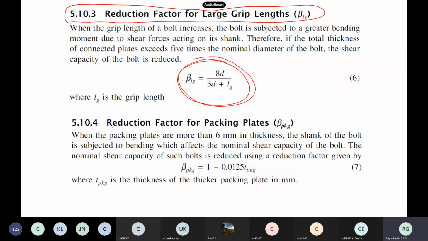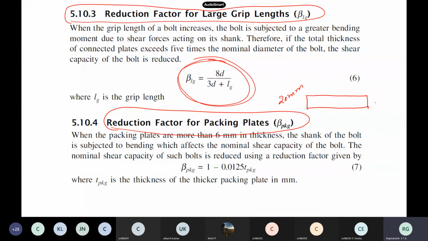Then we have one more reduction factor for packing plates. This packing plate problem comes if I want to join this plate, which is 20 mm thick, to another plate which is 15 mm, and I want to go for the double cover butt joint. How do I connect this one? The plates are of non-uniform thicknesses.